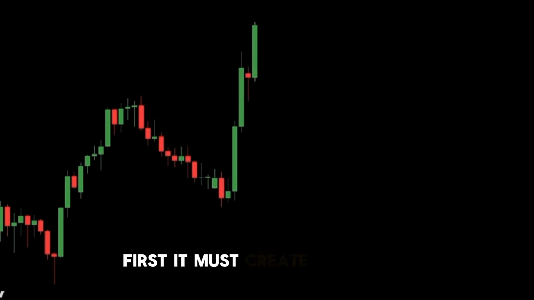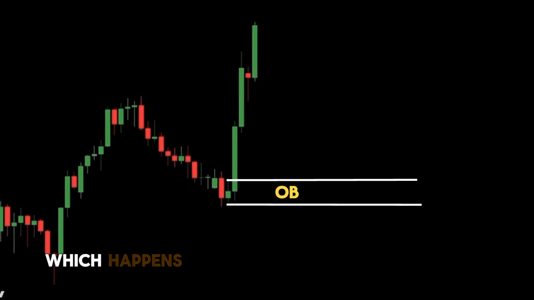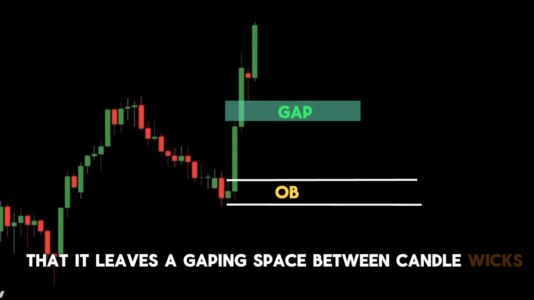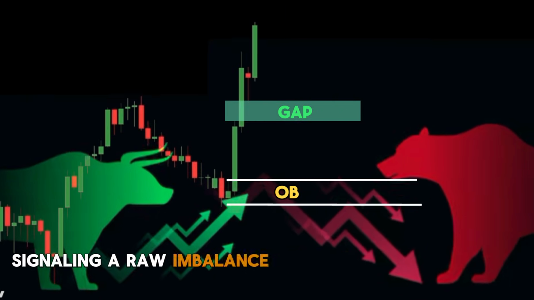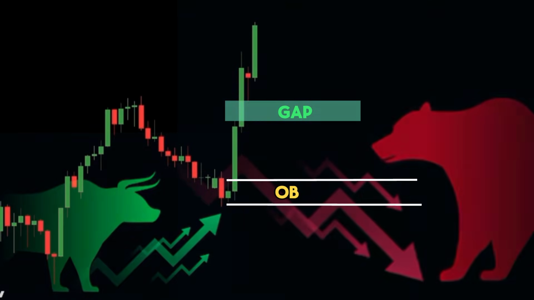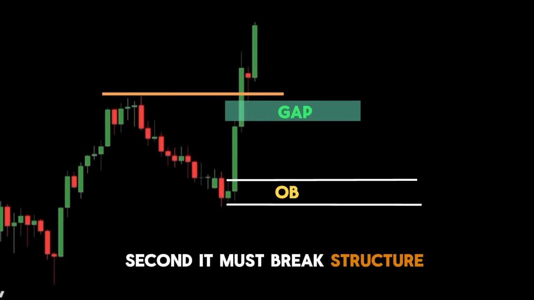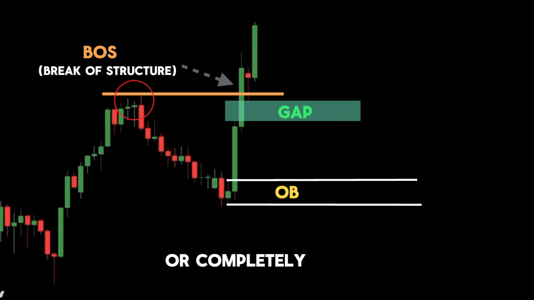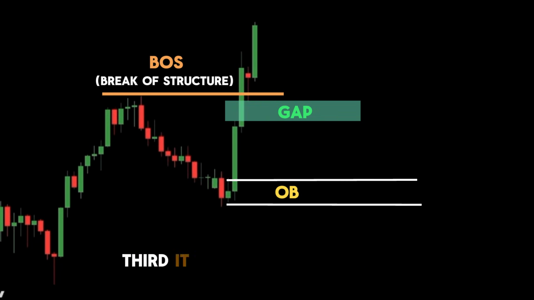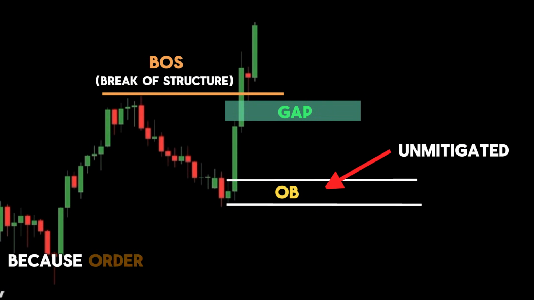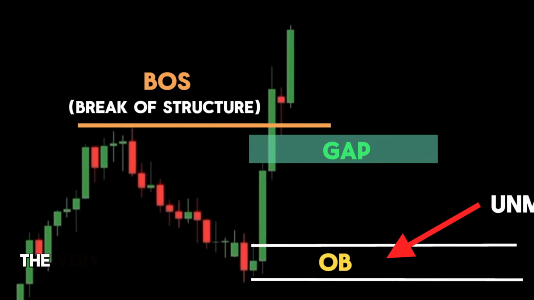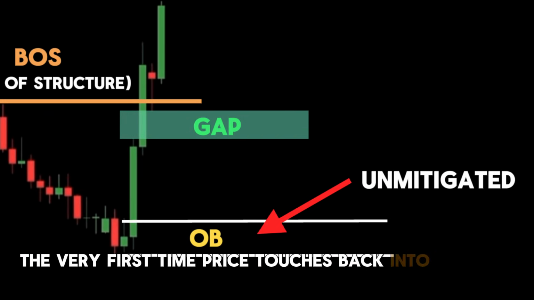First, it must create inefficiency, which happens when price shoots away so fast that it leaves a gaping space between candle wicks, signaling a raw imbalance between buyers and sellers. Second, it must break structure, giving us our very first clue that the market is ready to push forward or completely reverse. Third, it must remain unmitigated, because order blocks only hold their true power once, meaning we only take a trade the very first time price touches back into that area.